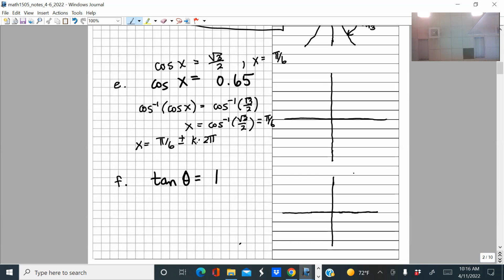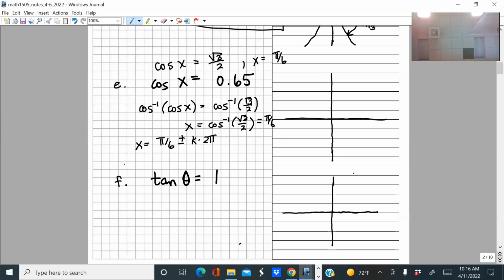The k here is 1, 2, 3. So pi over 6 plus 1 times 2 pi, pi over 6 plus 2 times 2 pi, pi over 6 plus 3 times 2 pi, or pi over 6 minus 1 times 2 pi, minus 2 times 2 pi, minus 3 times 2 pi, etc. All of those numbers, whatever they turn out to be, are solutions to the equation.